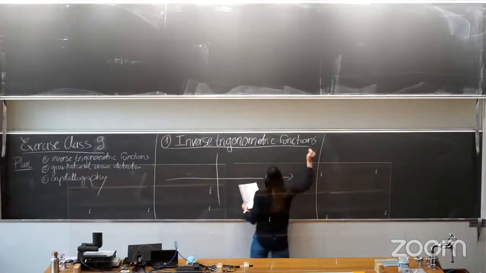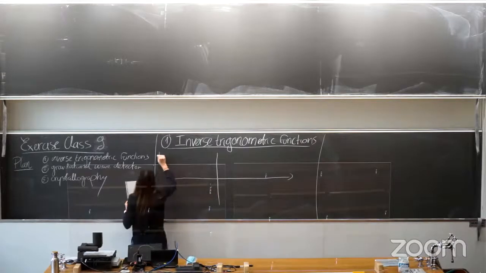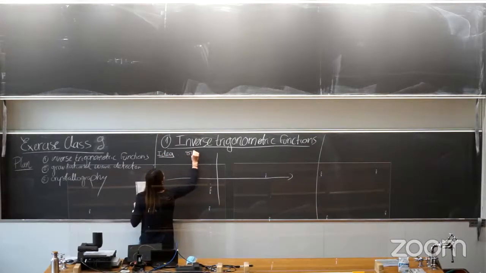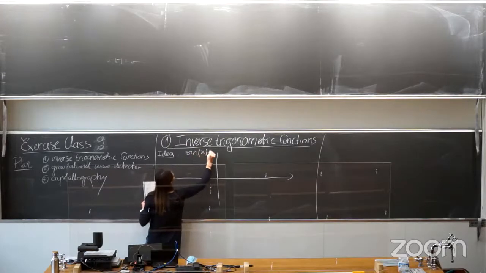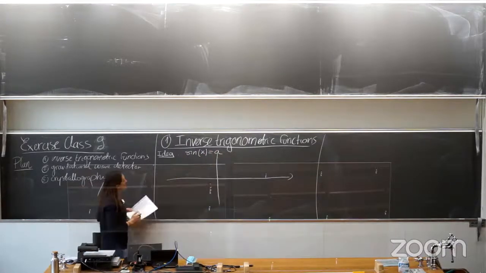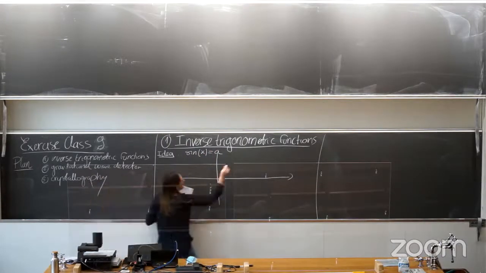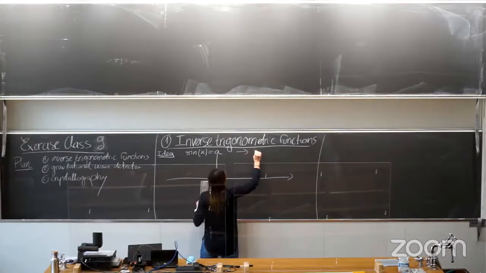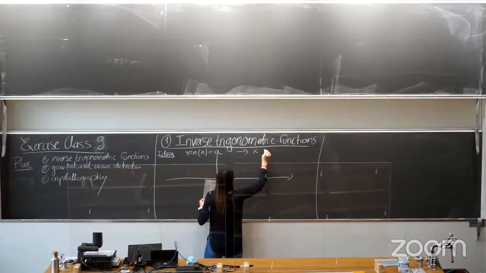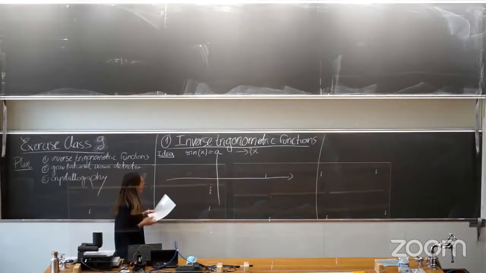The idea is if we have an equation of this type, sin x equal a, or similar for cos x and tan x, so what is x? And what is the problem?